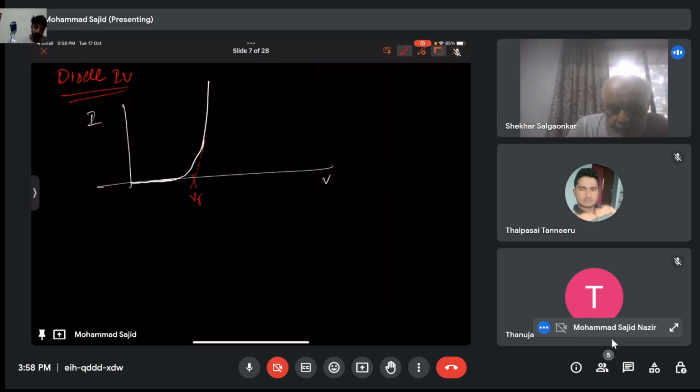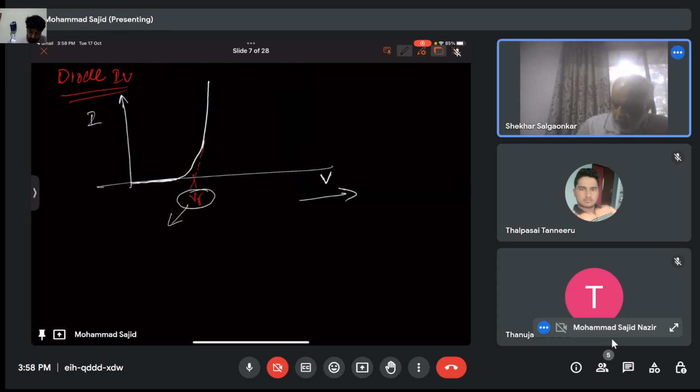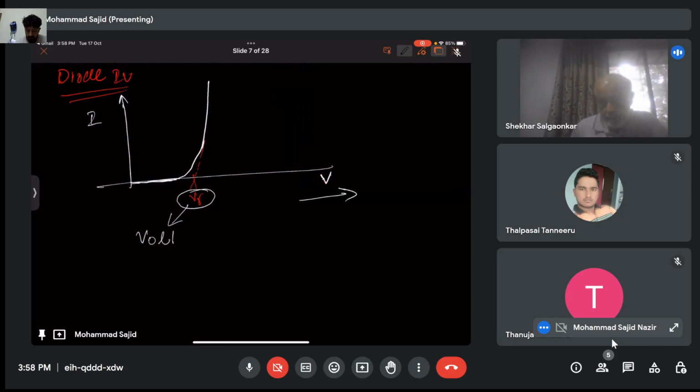So you will see that you go on increasing your voltage, the external applied voltage. You go on increasing this voltage, but you see that across a diode there is a constant potential, which is called this voltage. So this is the definition of a voltage source, right? Because across a diode there will remain a constant voltage.